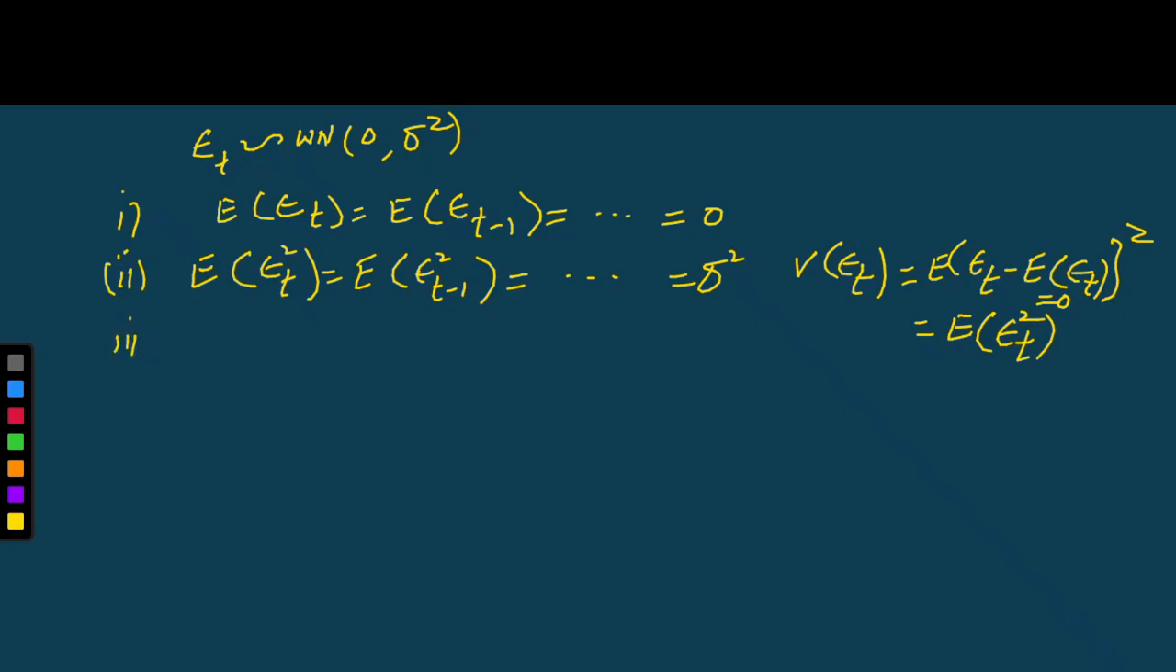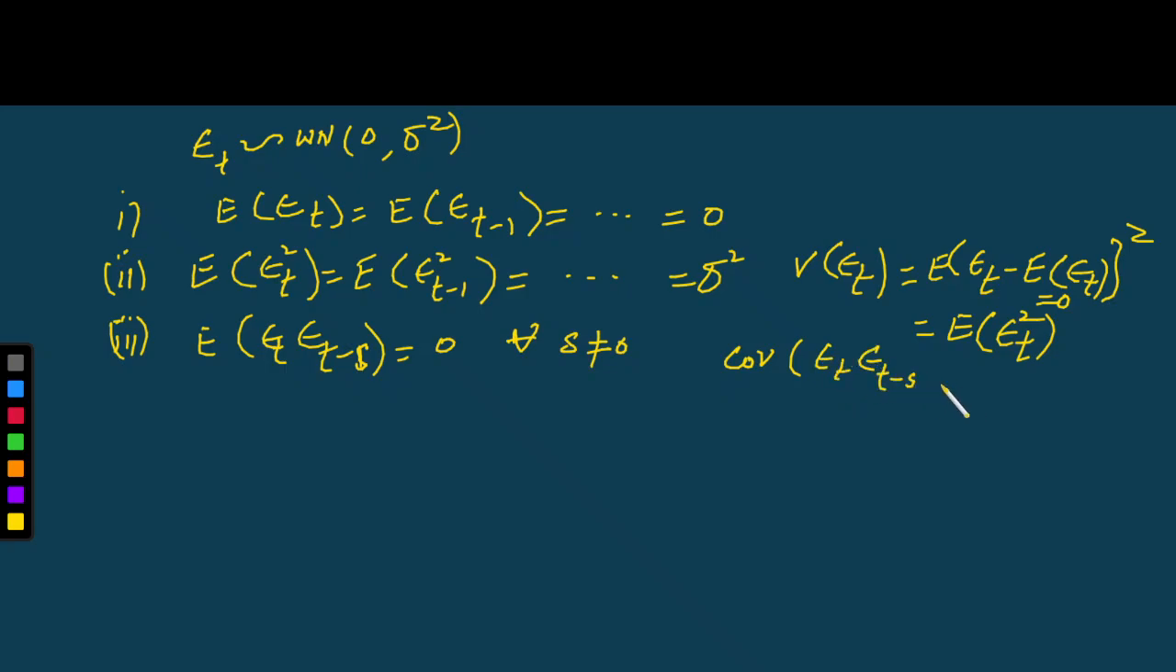Now we go to our third condition, which must be satisfied for the process to be white noise. The expected value of epsilon t times epsilon t minus s equals 0 for all s not equal to 0. So it means there is no autocorrelation. Basically, this is the covariance between epsilon t and epsilon t minus s. It is the same as the expected value of the product, because the mean of epsilon t minus s is equal to 0. So in a white noise process, we say it is 0.